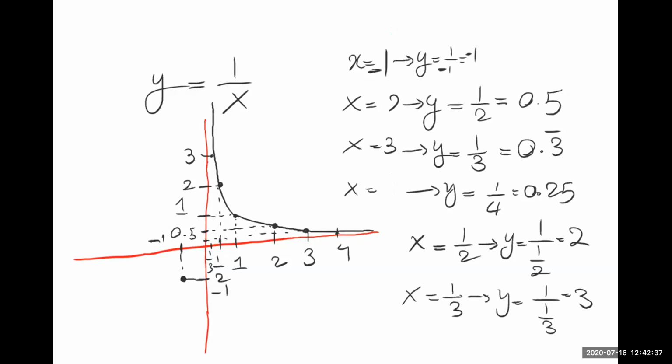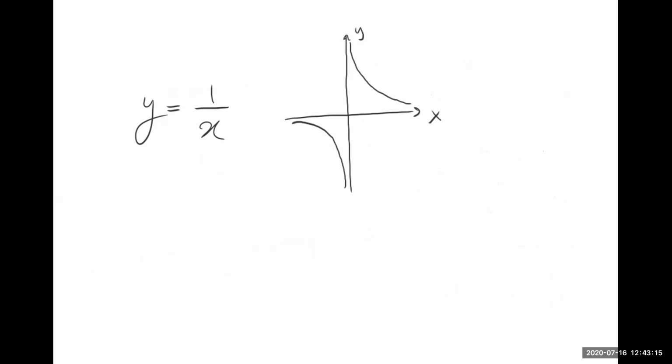If x is negative 2, y would be 1 over negative 2, which is negative 0.5. It's this point. If x is negative 3, y would be negative 1 over 3, about negative 0.3. This point. So if we connect them, we would get something like this. This is y equals 1 over x. So the graph of y equals 1 over x is this one. This is x, this is y. It kind of looks like a butterfly, right?